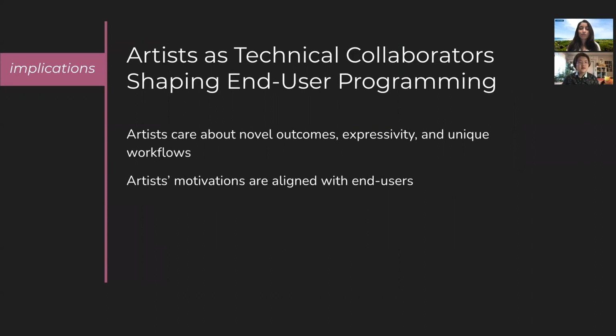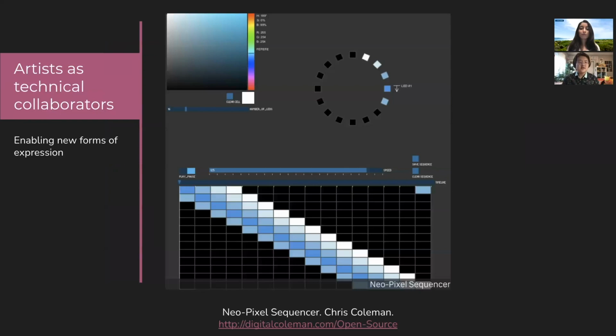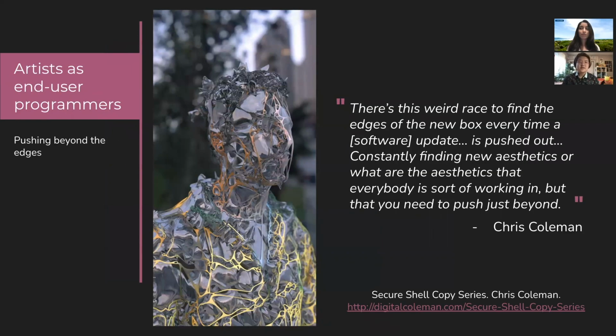While our previous two takeaways provided guidelines for system design and engineering, we now discuss the larger socio-technical context of end-user programming for artists. From our interviews, we have seen many examples of how and why artists are creating their own software. Artists have a deep domain knowledge of their craft, choose tools based on their constraints, and feel a constant need to innovate. Chris described how there's this weird race to find the new edges of the new box every time a software update is pushed out, constantly finding the new aesthetics, or what are the aesthetics that everyone is sort of working in, but that you need to push just beyond.